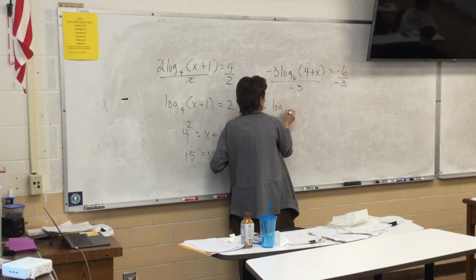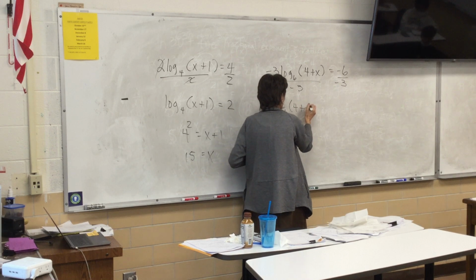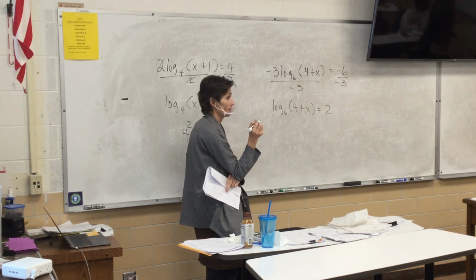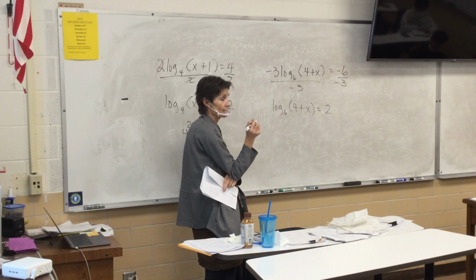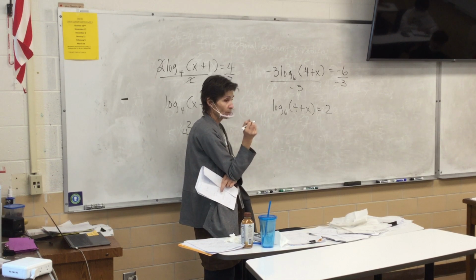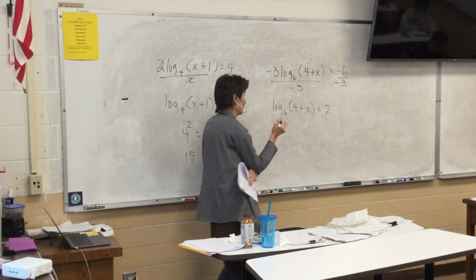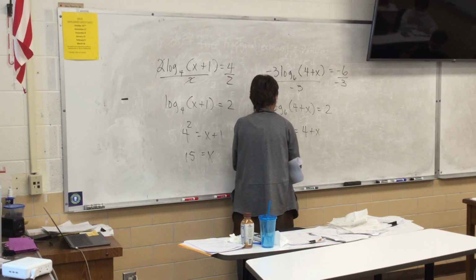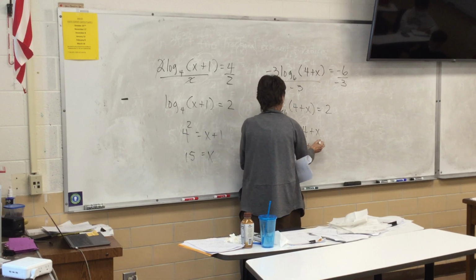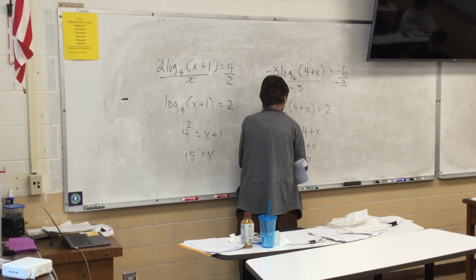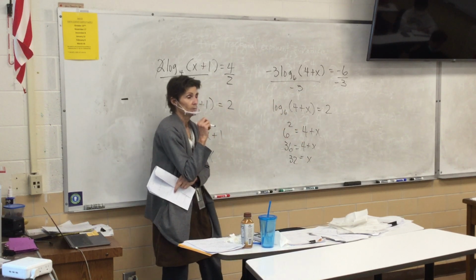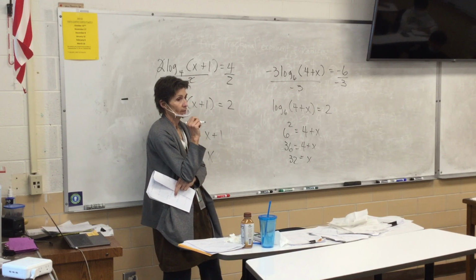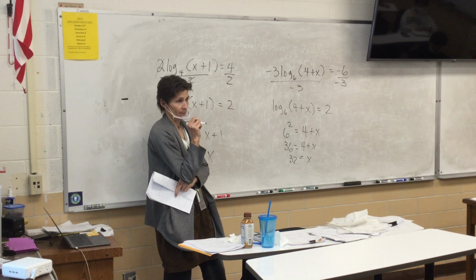So the log base 6 of 4 plus x equals 2. And then Caroline, what's that say when I loop-de-loop it? 6 to the second equals 4 plus x. Perfect. So 36 equals 4 plus x, and x equals 32. Everybody okay with that?